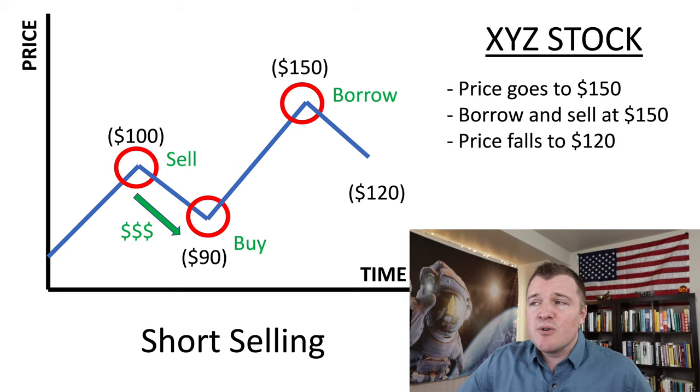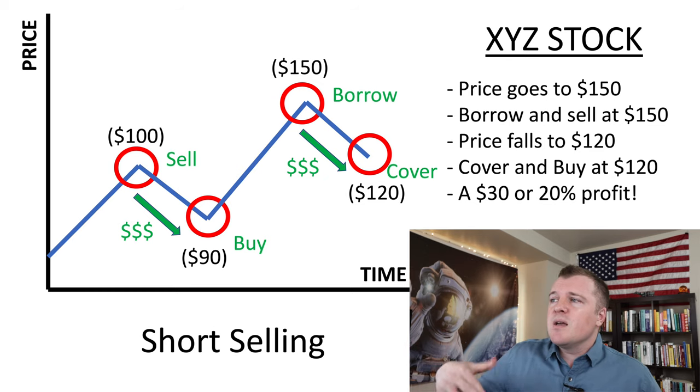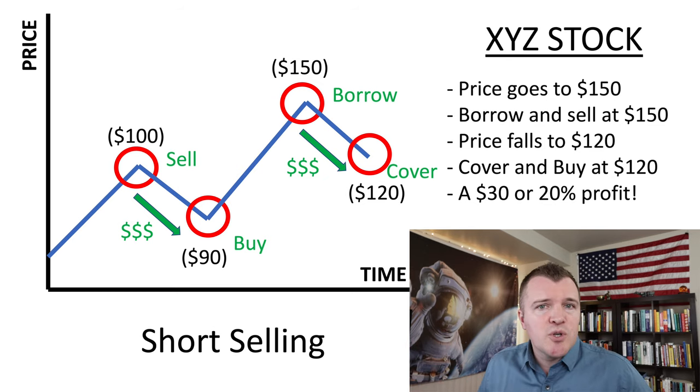You then wait a certain amount of time and it goes back down to $120. And you're saying $120, good enough. I think that's close to what I value it at. You then buy it back, you cover your sale to return it to your broker. The difference is $30 per share, however many shares you bought. So that's a 20% profit on your sales.